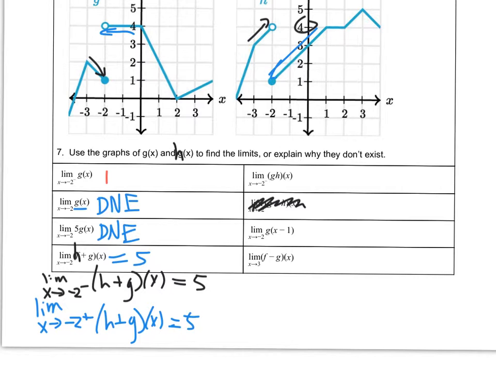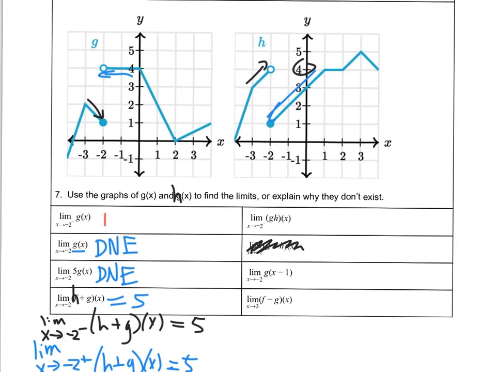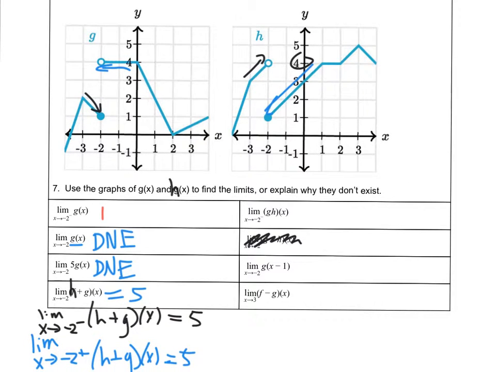We can do the same thing in looking at some other combinations. So if we're looking at g times h of x coming from the left side, the left side here is 1, and the left side here is 4. 1 times 4 would be 4. We already did this guy. F minus g, I'm assuming it's supposed to be h minus g. We'll do the same thing we did for adding, but subtracting instead.